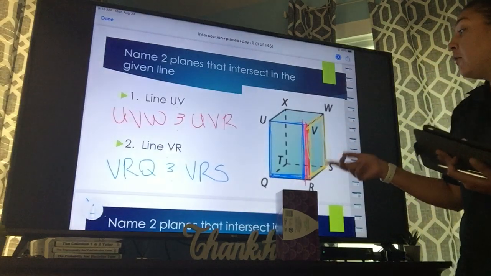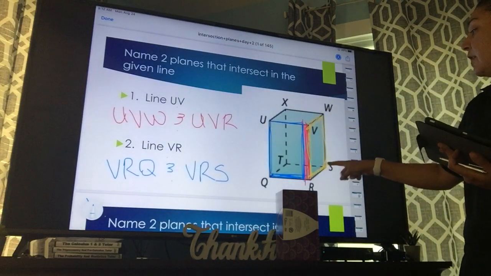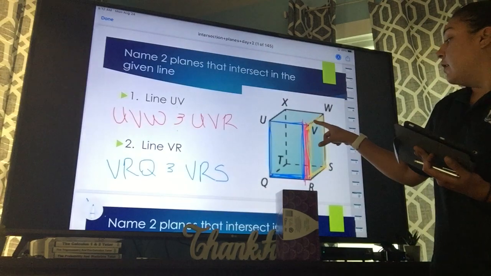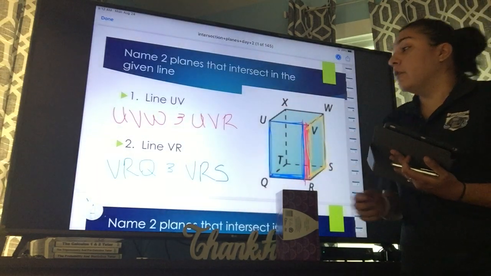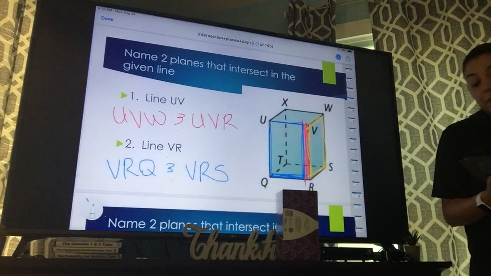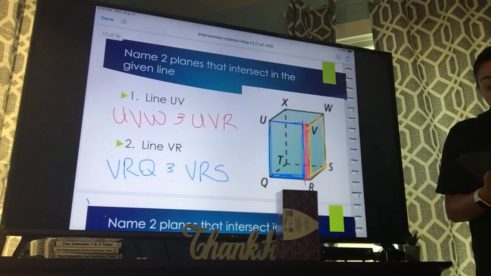If you want to do all 4 points for the plane, you could say VRSW, VRQU, okay? It doesn't matter, but you at least have to have 3. Okay?